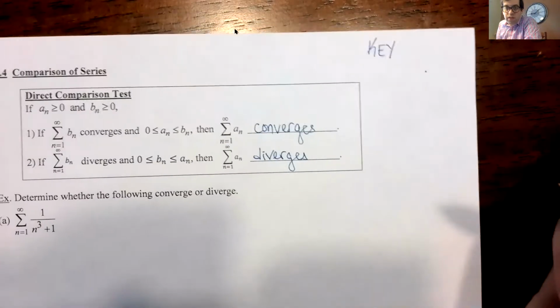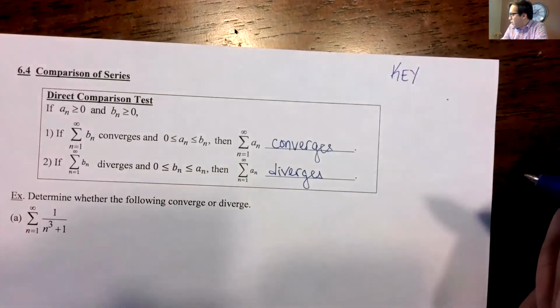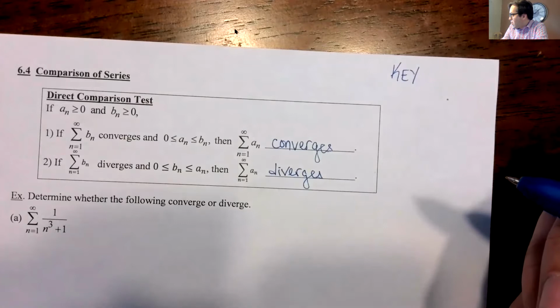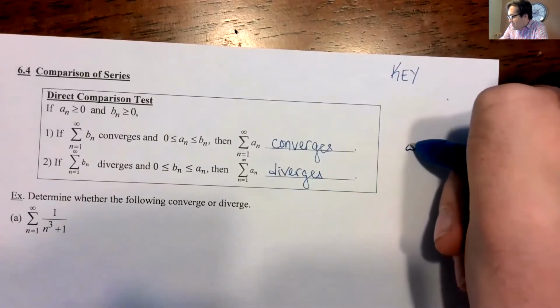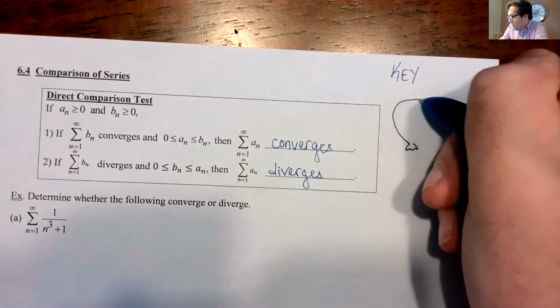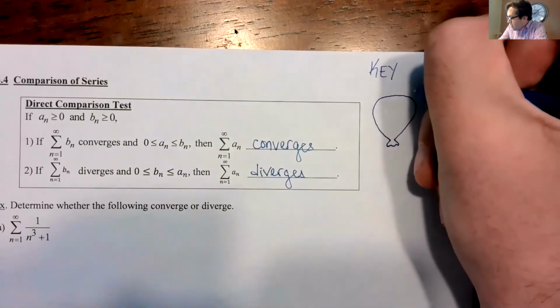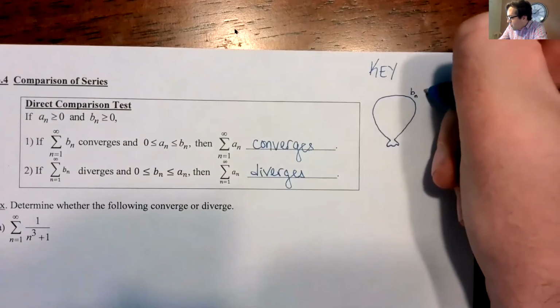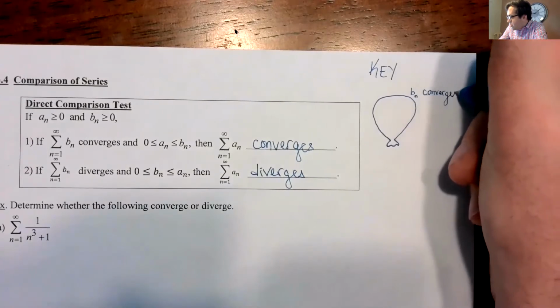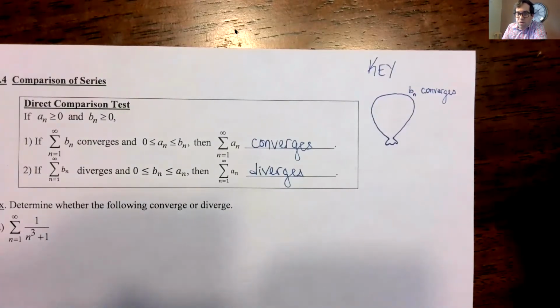And I have a little visual that I like to share for why this is the case. So I want you to imagine that there is some B sub n that is going to be a balloon. I'm going to draw it up here. And this balloon represents the sum of the B sub n series. And we know that this converges, right? So there's some finite amount of air in that balloon. It sums to a given number.